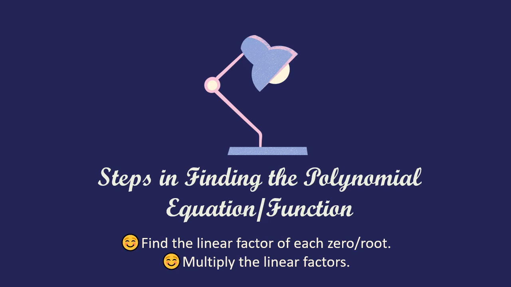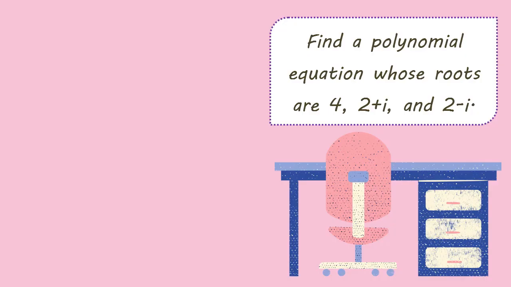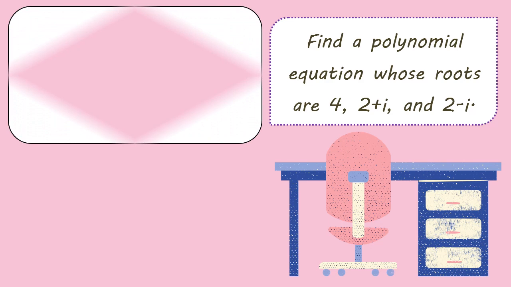First, find the linear factor of each zero or root. Right after that, you multiply the linear factors. Okay, so for our first problem, find the polynomial equation whose roots are 4, 2 plus i, and 2 minus i. So, we are going to start with our first step, and that is to list down the linear factors.